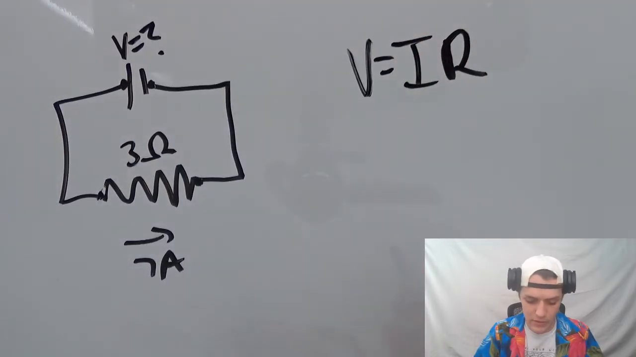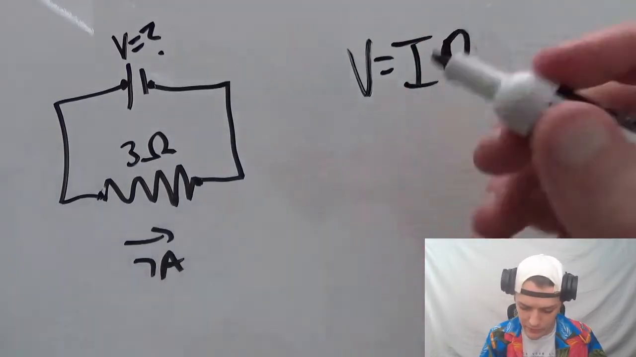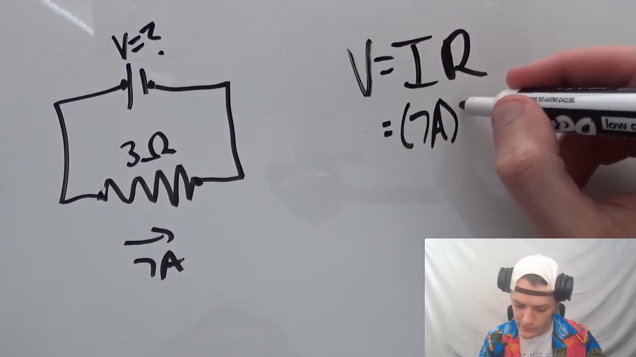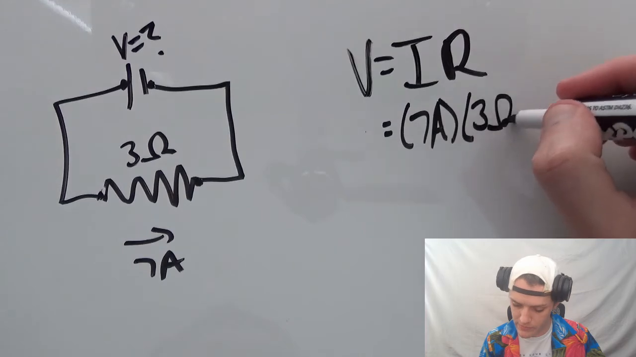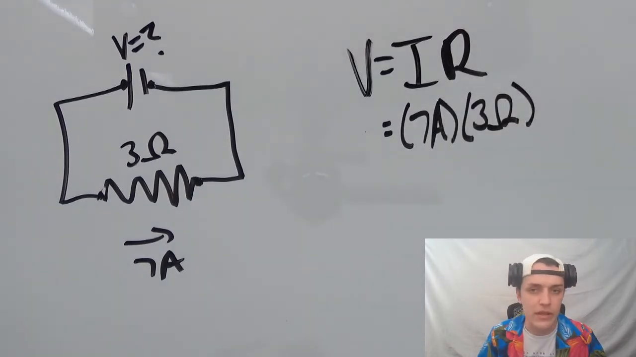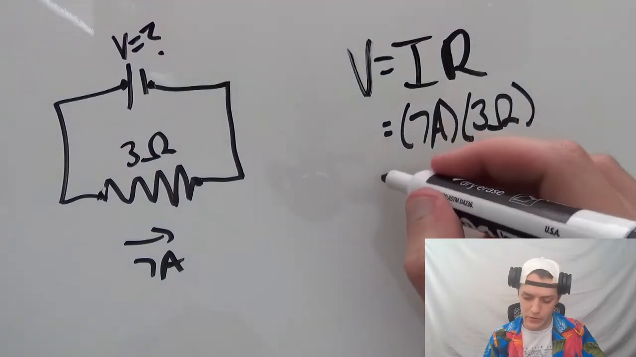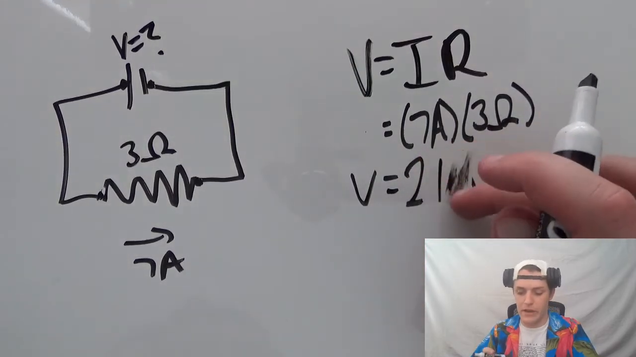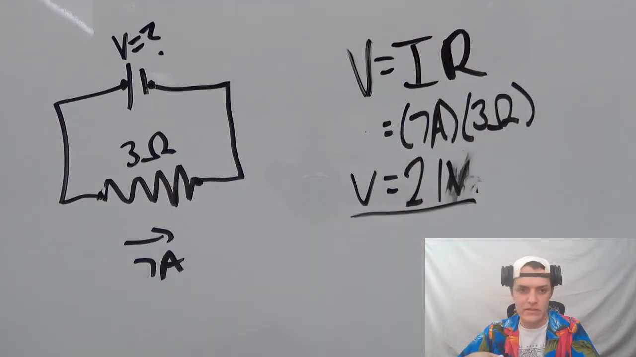Ohm's law. So we have voltage is what we're looking for. Our current is 7 amps, and our resistance is 3 ohms. So just 7 times 3 is 21, right? Voltage equals 21 volts. 21 volt battery. There we go. Easy as that.